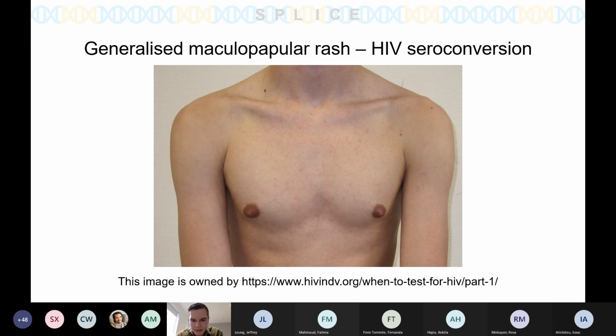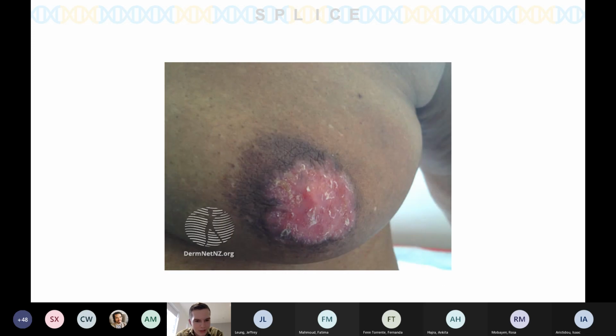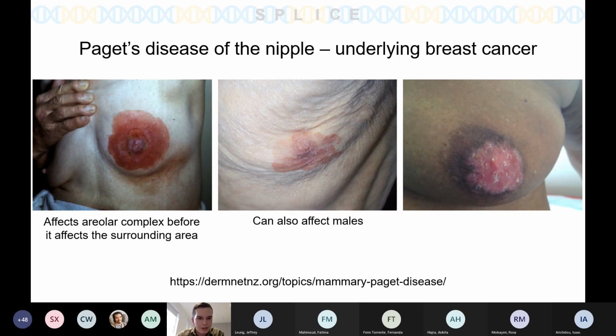Last question. What's this? Plagies. Yeah, exactly. So it starts at the nipple and spreads out. Nice. Yeah, you guys are killing it. Guys can also get it. And that's what that looks like.